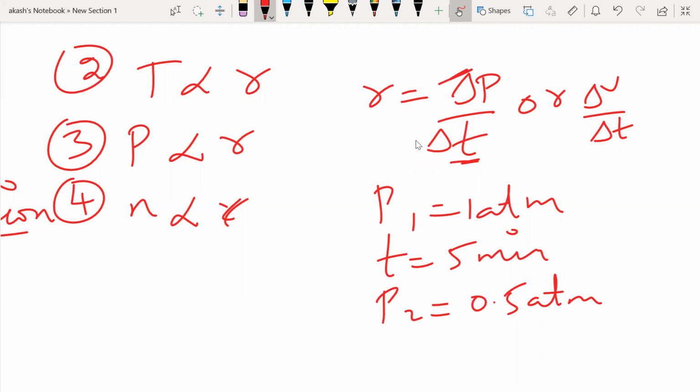Same goes with volume. I had say 1 liter of gas, and now it became 0.5 liters in 5 minutes. You can again calculate the rate of diffusion using the formula del V divided by del T. Okay, so now you know how to calculate the rate of diffusion. Now we'll connect the rate of diffusion with all the factors which we saw.